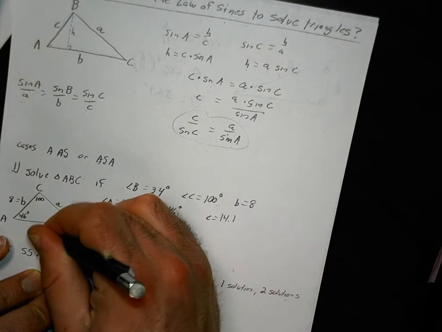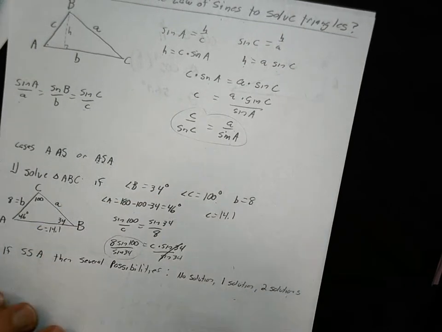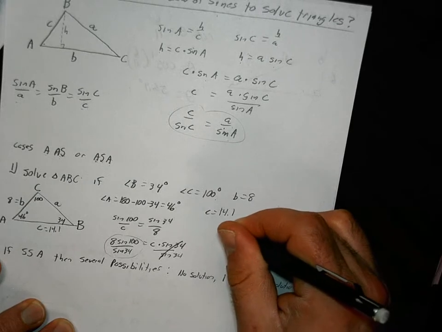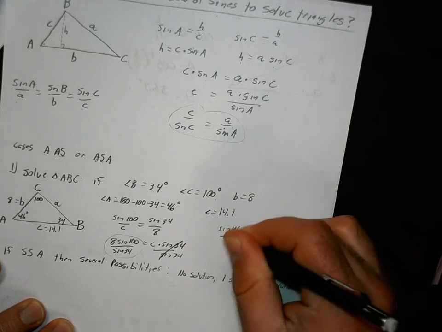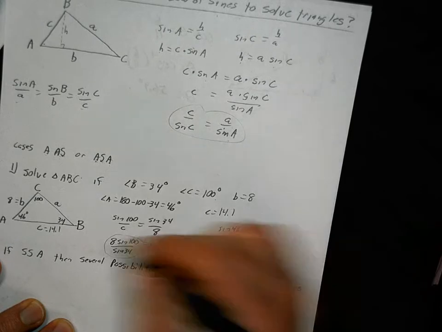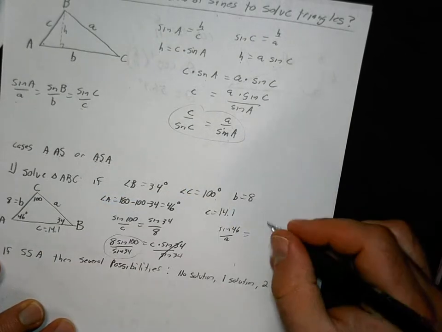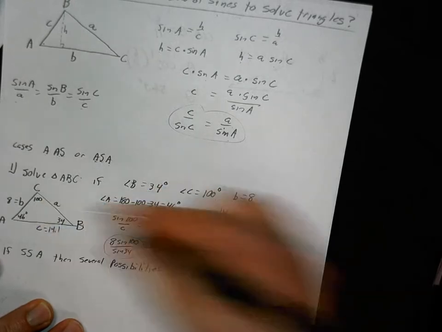Okay, so that's C. Okay, so the last part I need is A, so I can do law of sines again. Sine of 46 over A equals, now I can use either of these, the ratio of C over sine C or B over sine B, it doesn't really matter, but I'm going to use B.